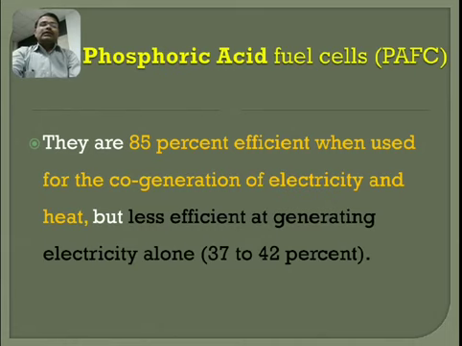The efficiency of these fuel cells can be up to 85% when used for cogeneration of electricity and heat, but they are less efficient if you are producing only electricity, that is only around 37 to 42%.